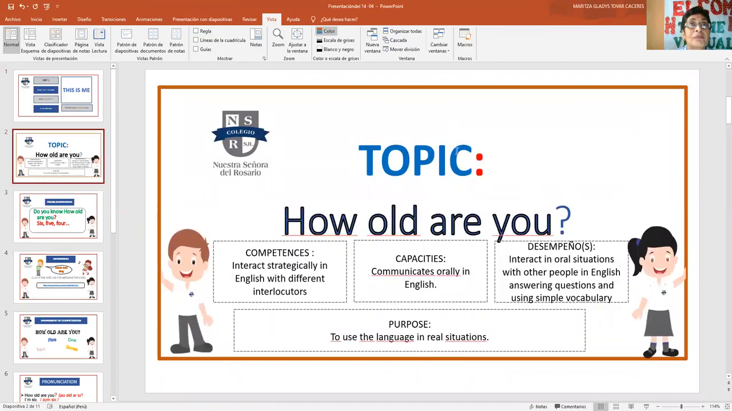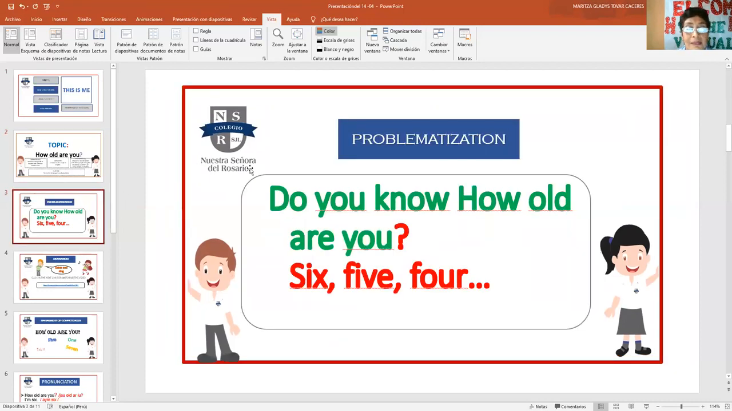The name of the topic is How Old Are You? We have the competence and capacities: interact strategically in English with different interlocutors, communicate orally in English, and interact in other situations with other people in English, answering questions and using simple vocabulary. The purpose of the class is that the students use the language in real situations. Let's see our next slide.